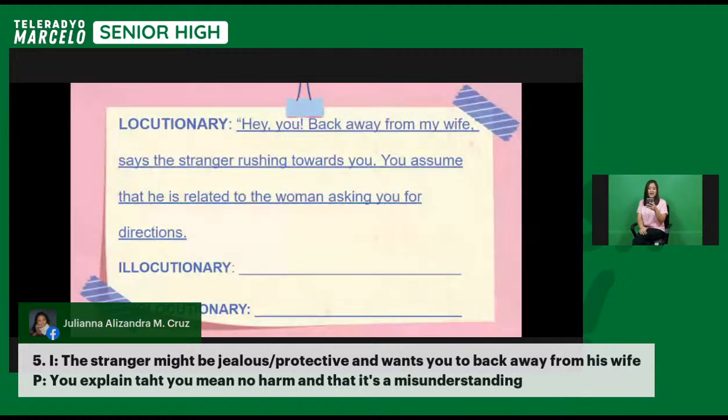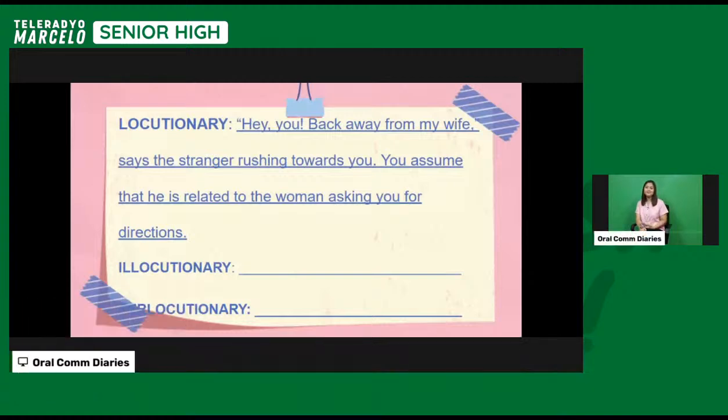According to Juliana Alexandra M. Cruz, the illocutionary speech act for that statement should be, the stranger might be jealous or protective and wants you to back away from his wife. And the perlocutionary speech act for that is that you explain that you mean no harm and that it is a misunderstanding. You're just basically giving or telling the direction asked by the wife beforehand. So thank you for that, Juliana.